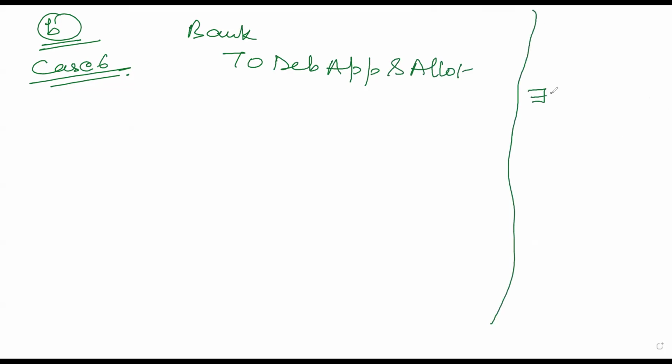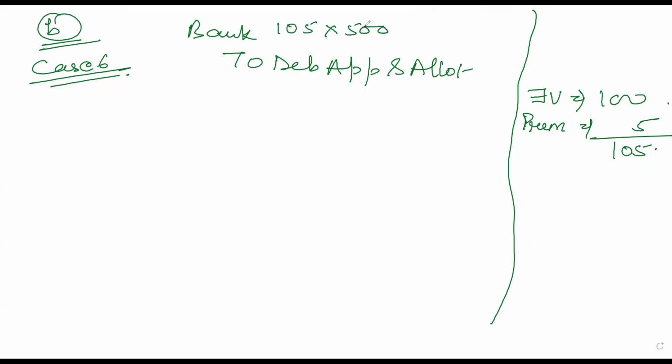The face value is 100 and it is issued at a premium, right? So it is issued at a 5% premium, which means it is issued at 105. So 105 multiplied by 500. What will it be? 52,500. Write it down: 52,500.